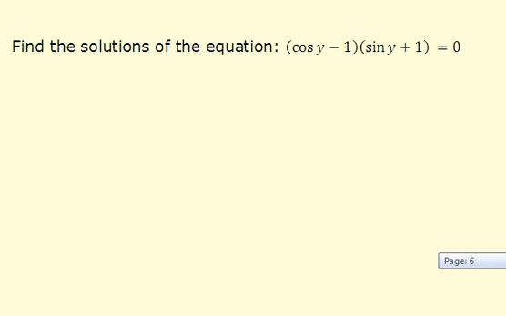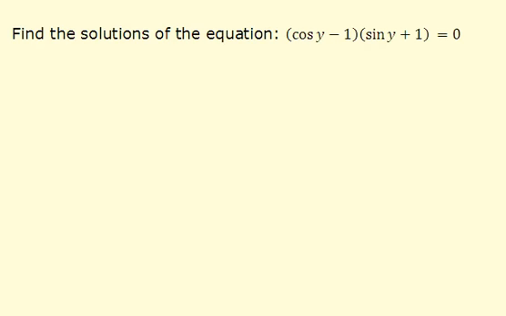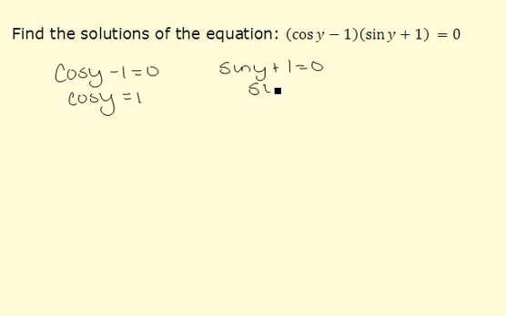In the next problem, we're asked to find the solutions of the equation cosine y minus 1 times sine y plus 1 is equal to 0. We could use our zero product principle, as this would state that either the cosine of y minus 1 was 0, or cosine of y would equal 1. We'd also have sine of y plus 1 equal to 0, or looking for values where the sine of y is equal to a negative 1. We would find the general solutions for each of these cases.